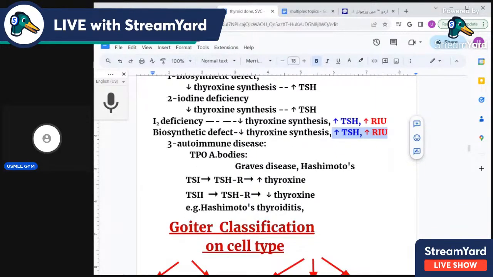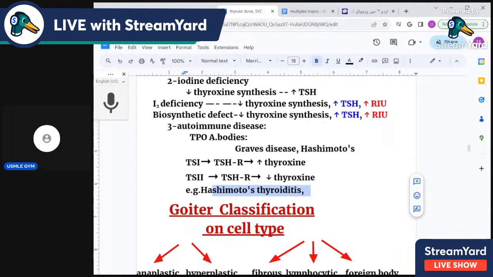And in the autoimmune causes, we have TPO antibodies, which are present in the goiters of both Graves' disease, which is hyperthyroidism, and Hashimoto's thyroiditis, which is hypothyroidism. It has TSI antibodies, which are stimulating antibodies, which stimulate the TSH receptor, increasing thyroxine production, and TSH inhibitory immunoglobulins. They attach to the same TSH receptor and decrease the thyroxine production that occurs in Hashimoto's thyroiditis.